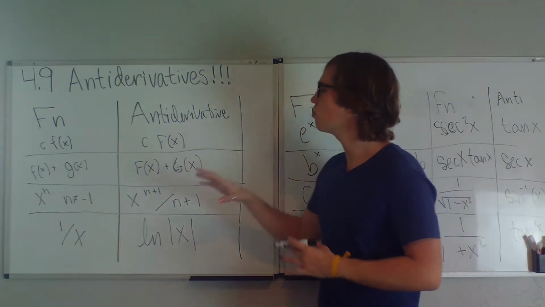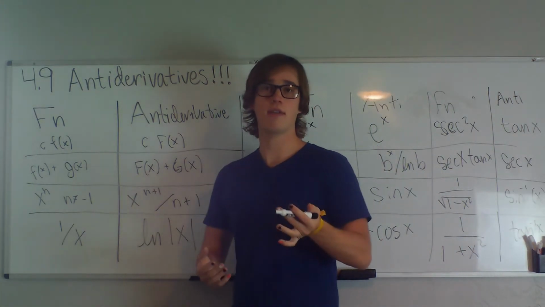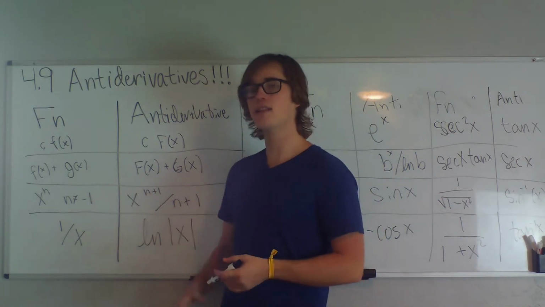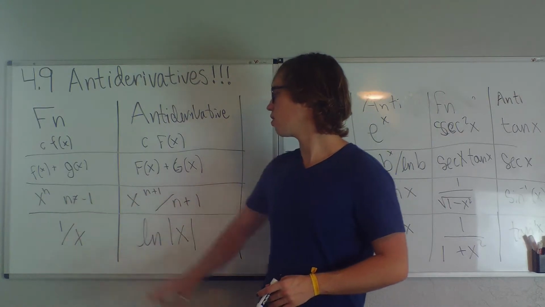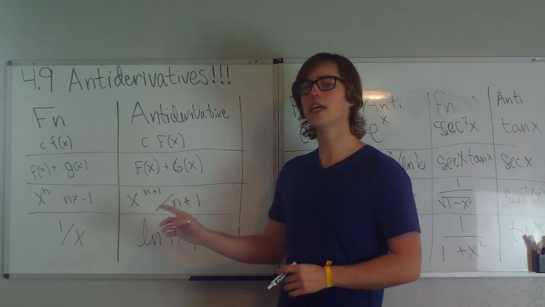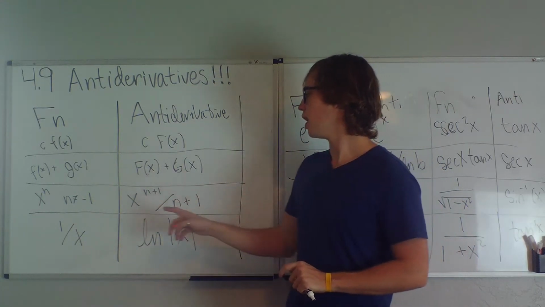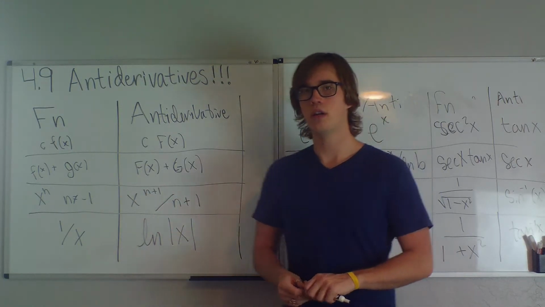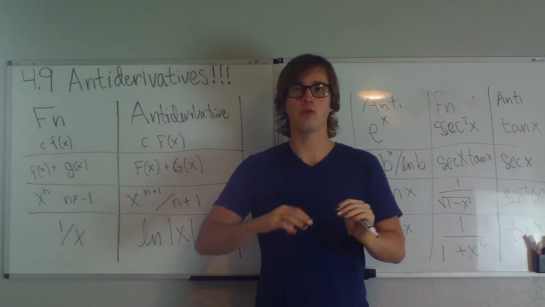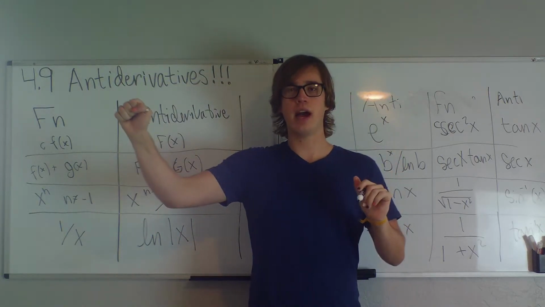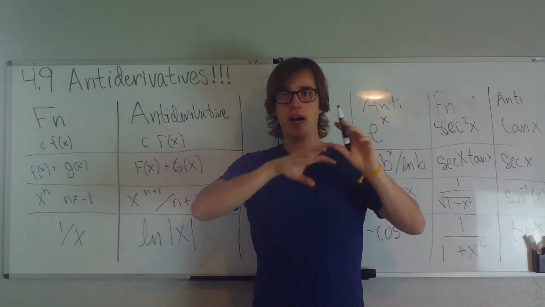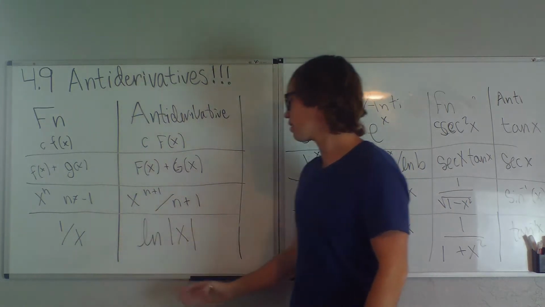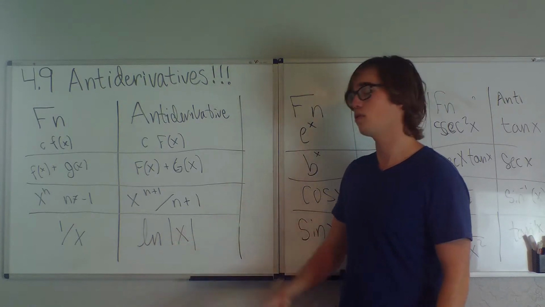Now, onto something that should make sense, and we'll go over this in 2B a lot more. If we have x to the n, when n is not equal to negative 1, the general antiderivative is x to the n plus 1 divided by n plus 1. It's like a reverse power rule: you add 1 to the power, and then you divide by that new power. Then we have 1 over x, whose antiderivative is ln of the absolute value of x.